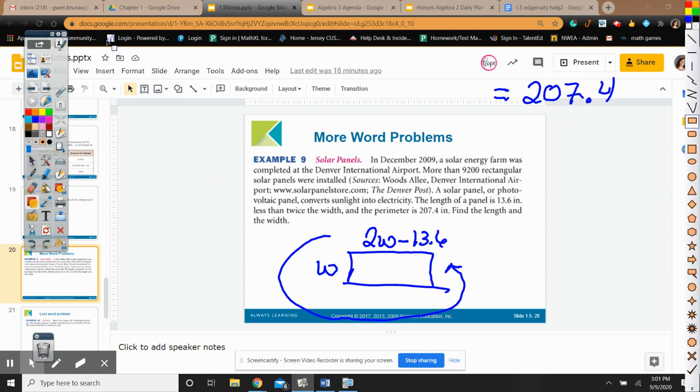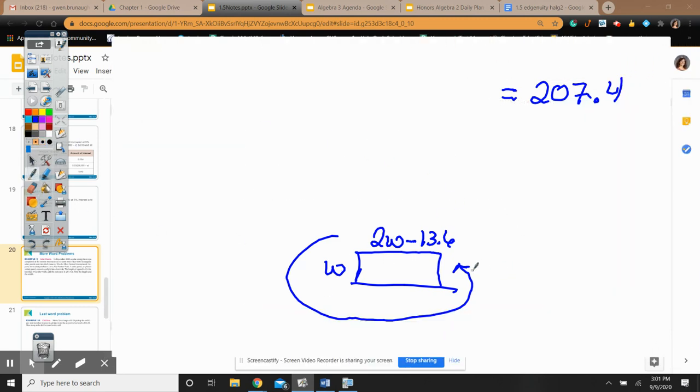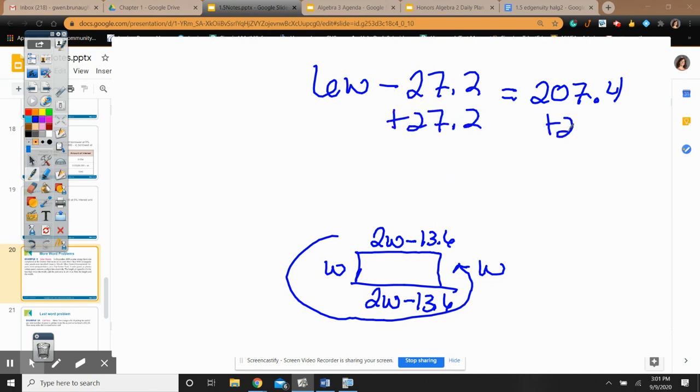Well, we're going to have to add that up here. All the way around, you're going to take W. Remember, this side would also be W. And this side would be 2W minus 13.6. So if you go all the way around, how many W's are you talking about? 2, 3, 4, 5, 6W minus 13.6 and 13.6. That will be minus 27.2 equals 207.4. If you solve this out, we'll be able to get the width.